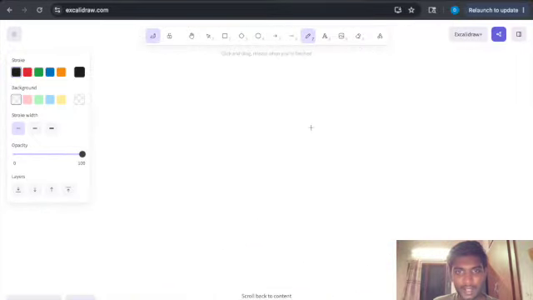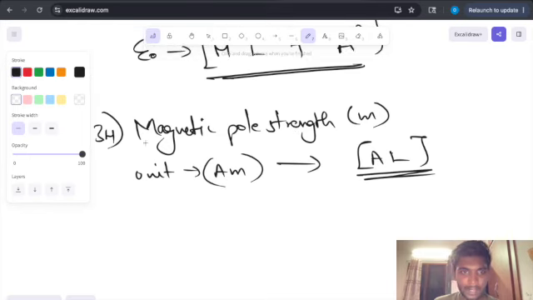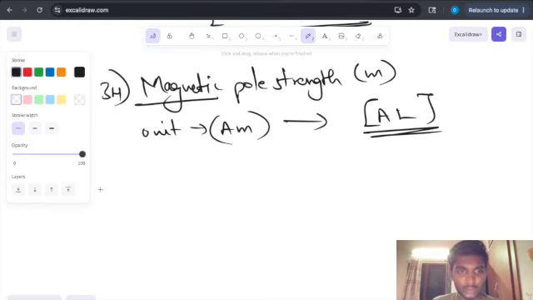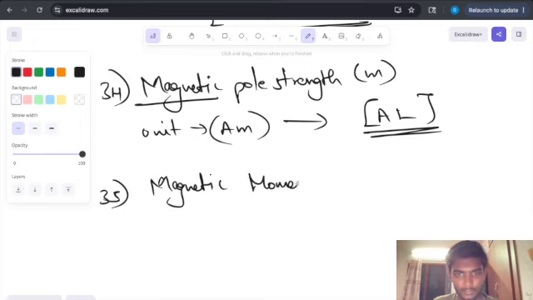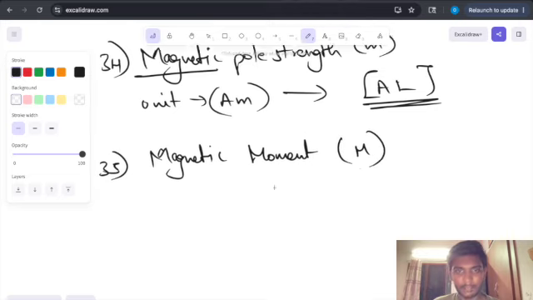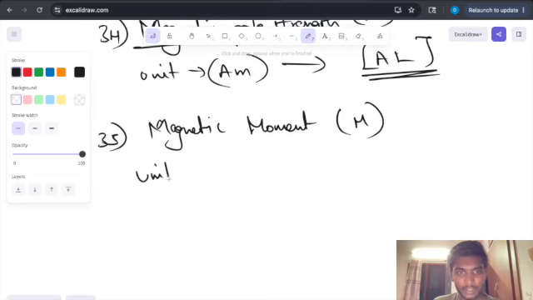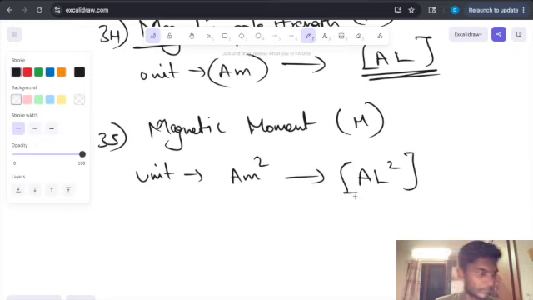In the case of the magnetic concepts, I will be using units mostly. Then we have magnetic moment, which is capital M. The unit of magnetic moment is ampere meter squared. So from this I can directly write AL squared as its dimension.